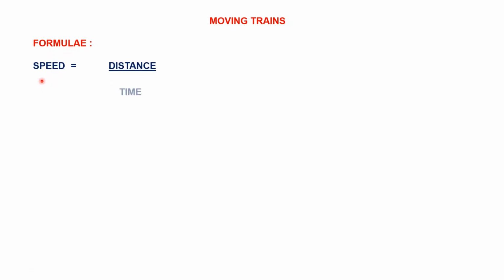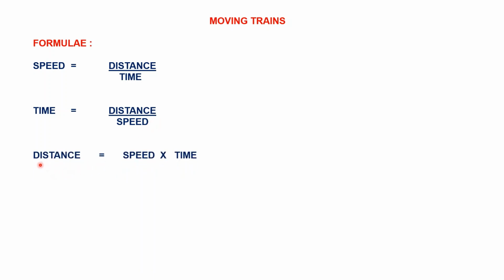If you have to find speed, the formula to use is distance by time. Divide distance by time. If you have to find time, the formula is distance by speed, that is, divide distance by speed. And if you have to find the distance, the formula is speed into time. So you need to know these three formulae.